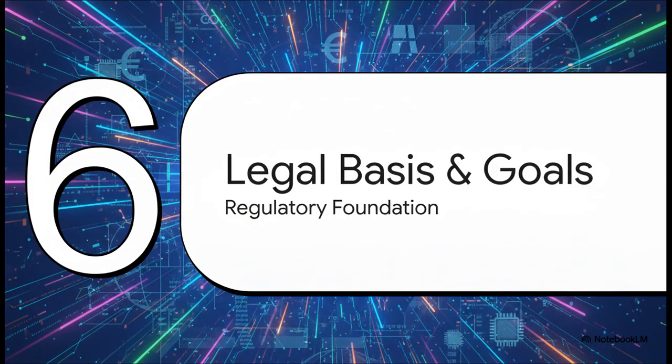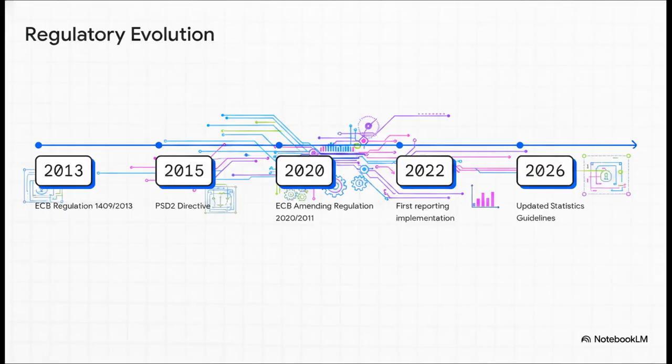Finally, we're at Section 6, Rechtliche Basis und Ziele. Let's zoom back out for a second to understand the regulatory foundation and the actual goals driving these incredibly strict unnetted data requirements. The regulatory evolution here has been relentless. It started with the foundational 2013 ECB rules, expanded drastically with PSD2 in 2015, saw major amendments in 2020, had its very first reporting wave in 2022, and is now culminating in this highly detailed 2026 framework we've just been walking through. It's a massive signal that the regulatory appetite for granular payment data is only increasing.